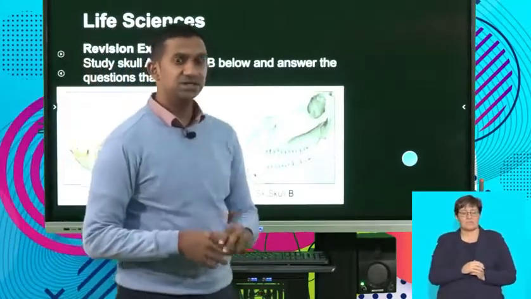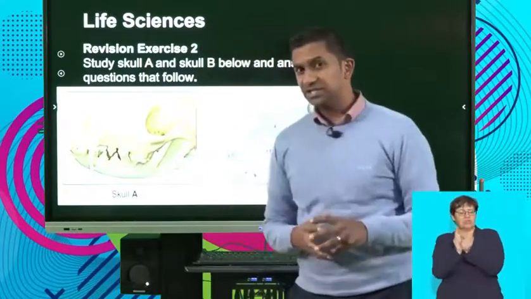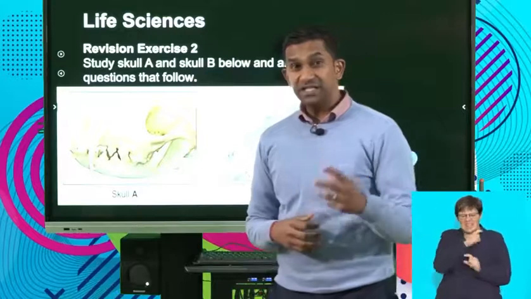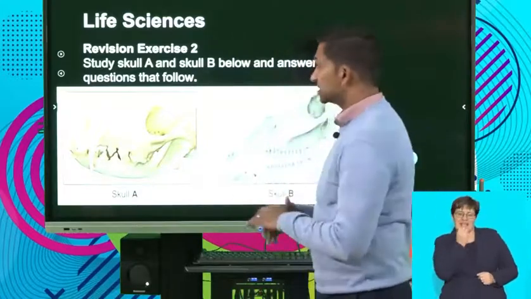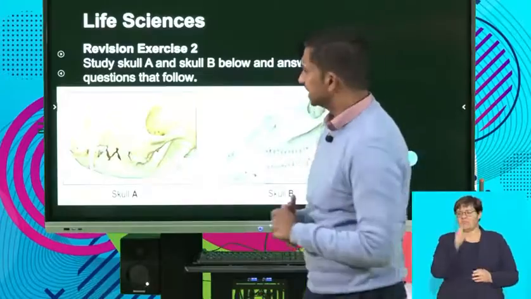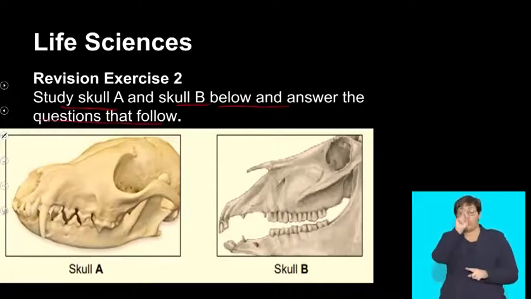Let's get back into right at the start when we discussed the adaptations of the jaw and the teeth of different consumers for their mode of nutrition. So this question essentially points to that. Let's read through this. Study skull A and B below and answer the questions that follow.